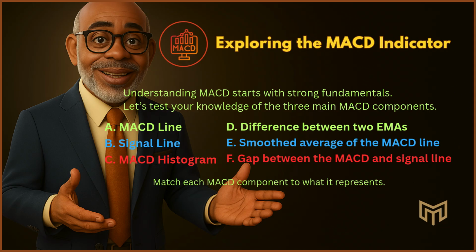And C matches F. The MACD histogram measures the gap between the MACD line and the signal line. The wider that gap, the stronger the momentum. The narrower it gets, the more that momentum is fading. Now you know. If you got all three correct, great job. You already understand the key components of the MACD. Now let's break them down one by one and see how they work together in real trading environments.